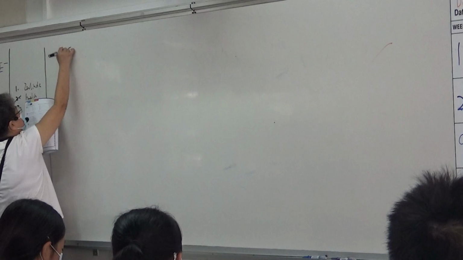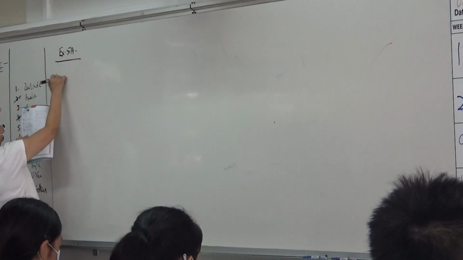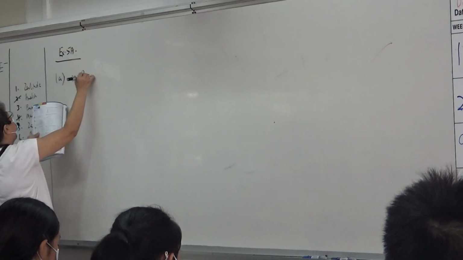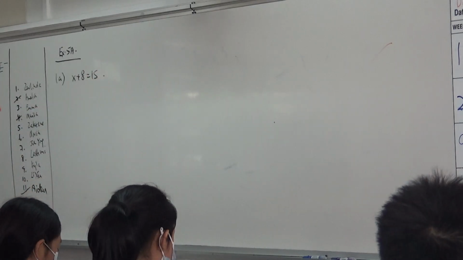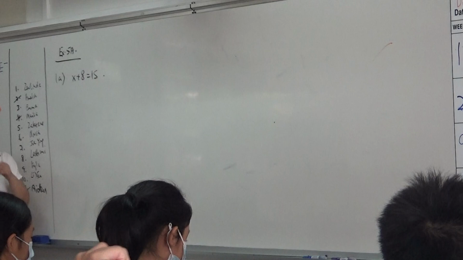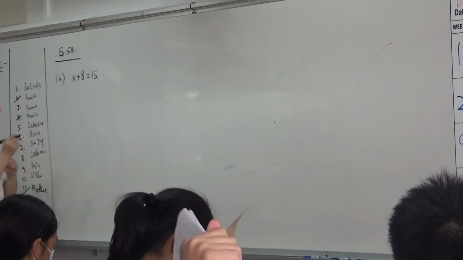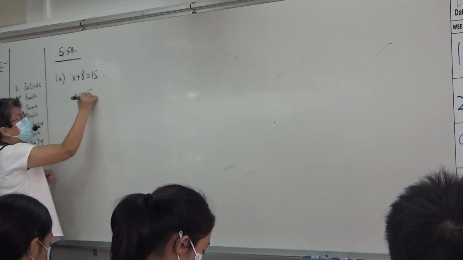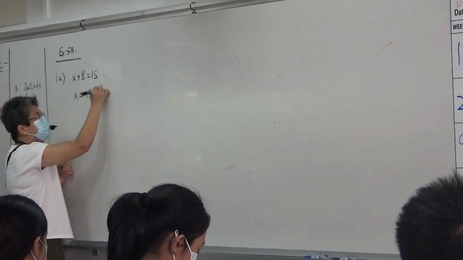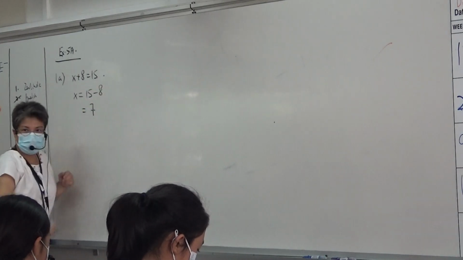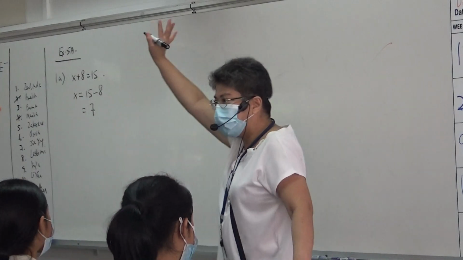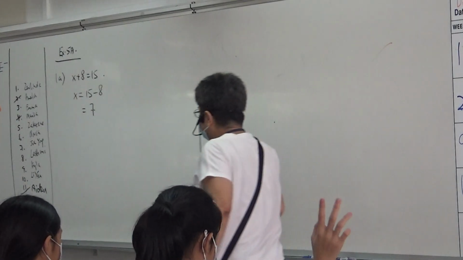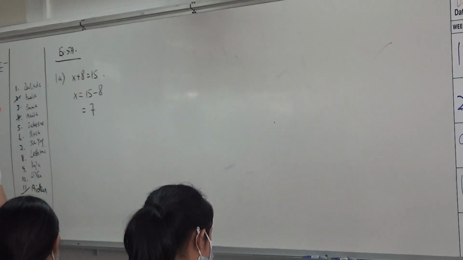Okay, so exercise 5A 1A, x plus 8 equals 15. Now, you should show me the working. Okay, so x equals 15 minus 8. So what's this answer? 7. Correct? How many of you can get this? 7. Okay, good.